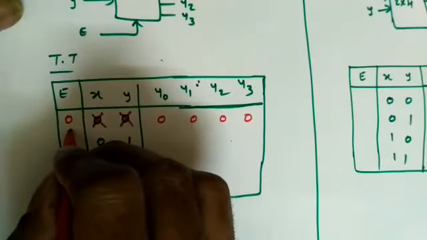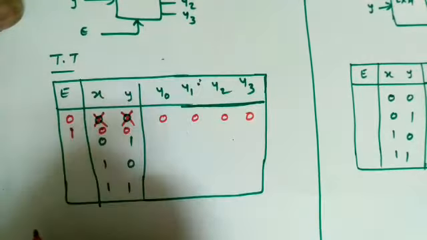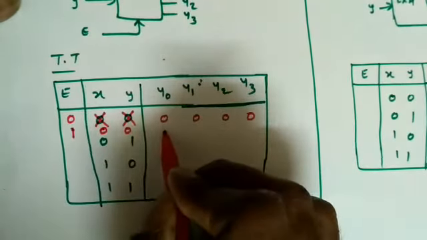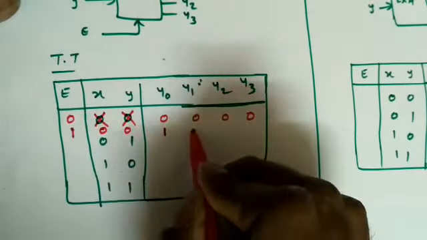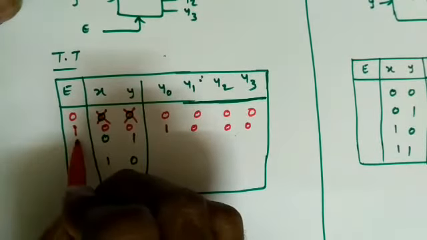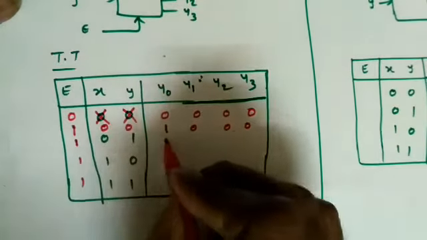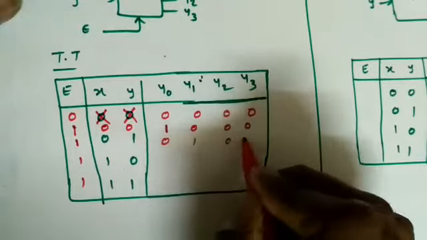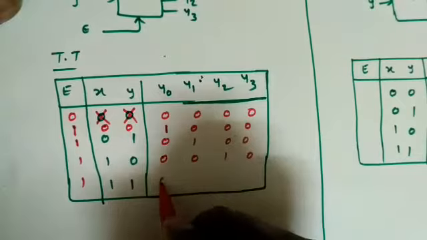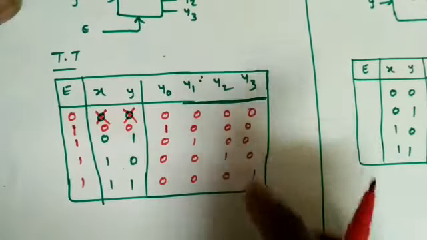The second case is the enable pin is 1 and the corresponding input is 0, 0. So what is the output? 0, 0 means the subscript 0. So this output value is 1, and the remaining will be 0, 0, 0. The second one is 0, 1. It should be 1 for all the 4 conditions; then only it will convert. Next one is 0, 1, so 0, 1, 0, 0. Third case 0, 0, 1, 0. Fourth one 0, 0, 0, 1. The corresponding subscript will be high.